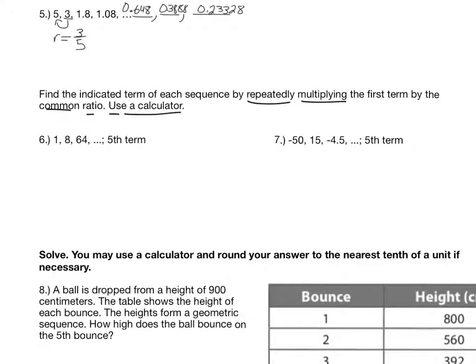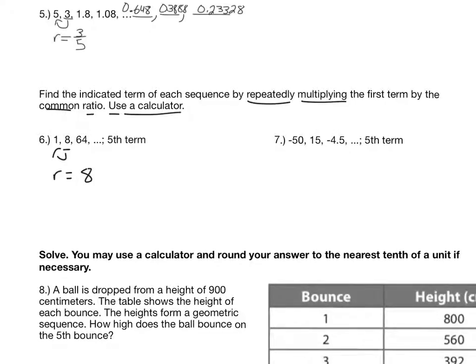All right. So here we have a sequence. We have the first term, which is 1, second term is 8, third term is 64. We're asked to find the fifth term. Before we could find the fifth term, we first need to figure out what's going on, what's our common ratio. And it looks like our common ratio is going to be, we're multiplying by 8, okay? Multiplying by 8 every time.